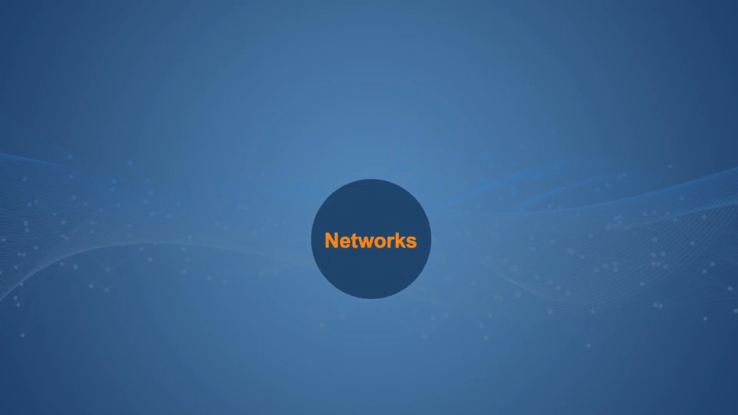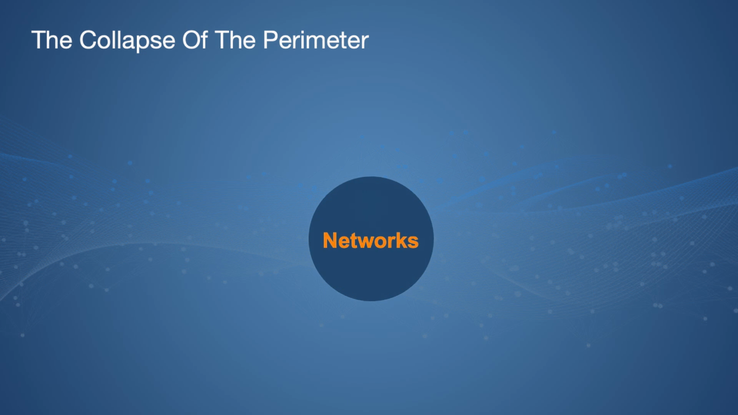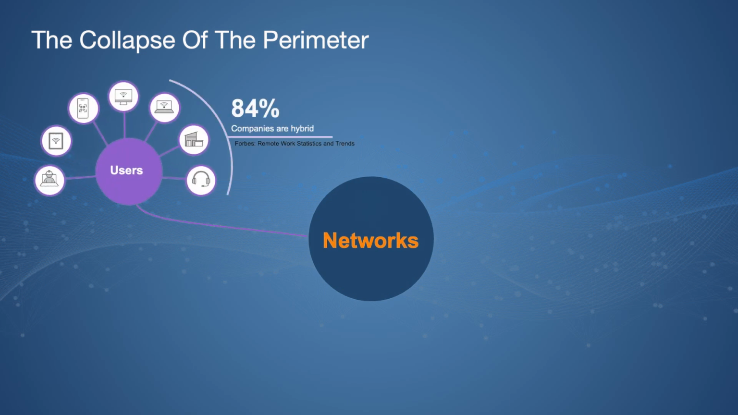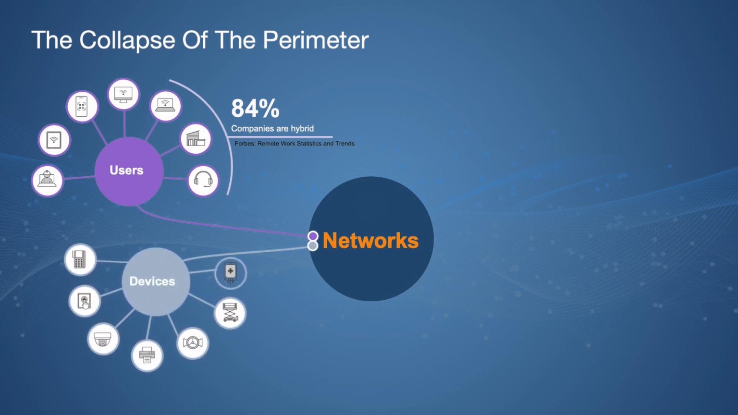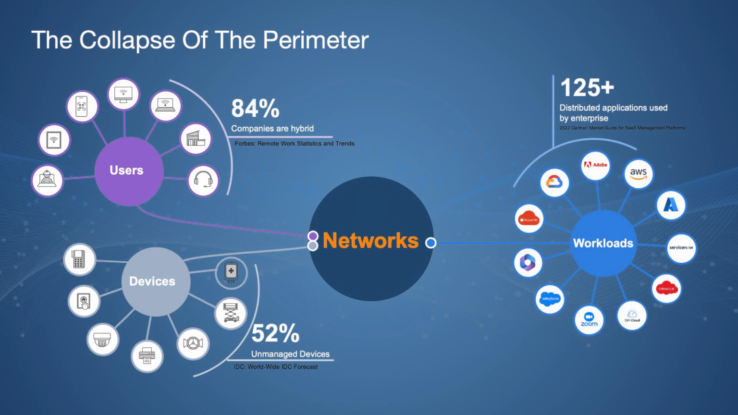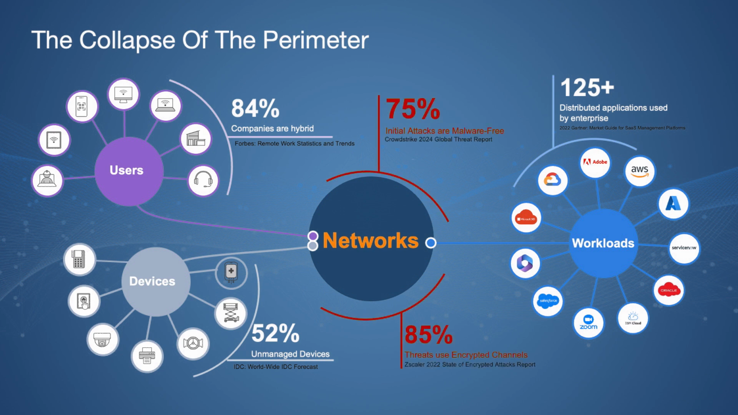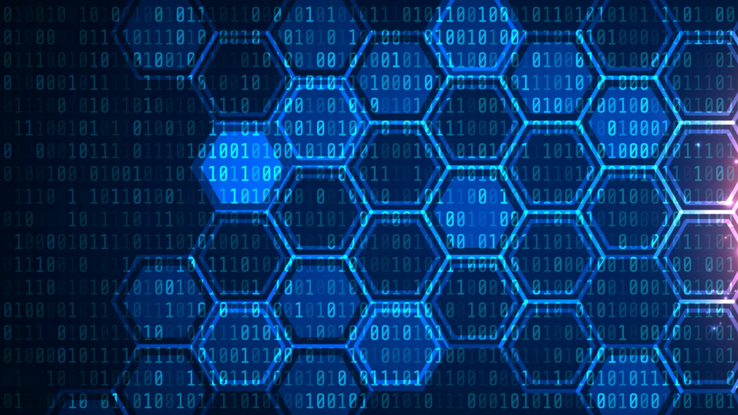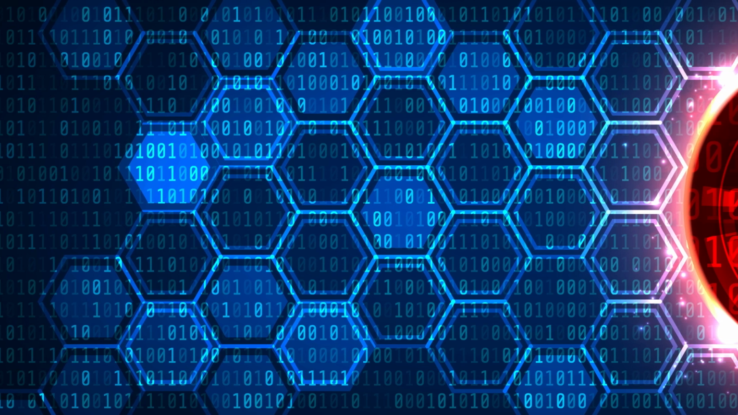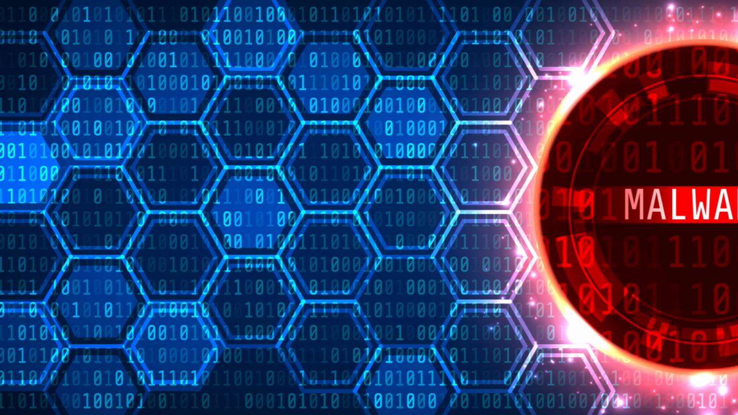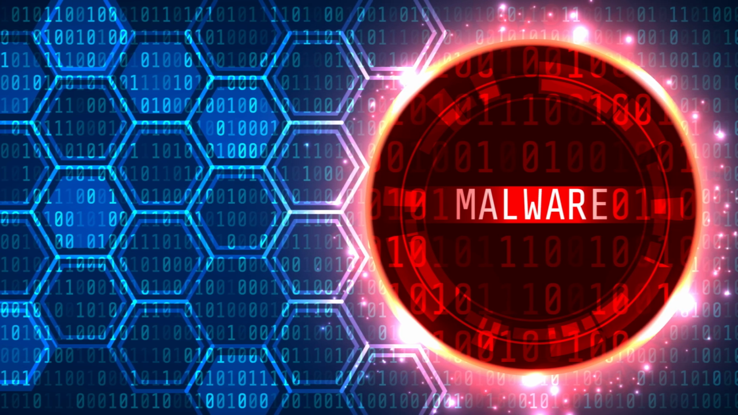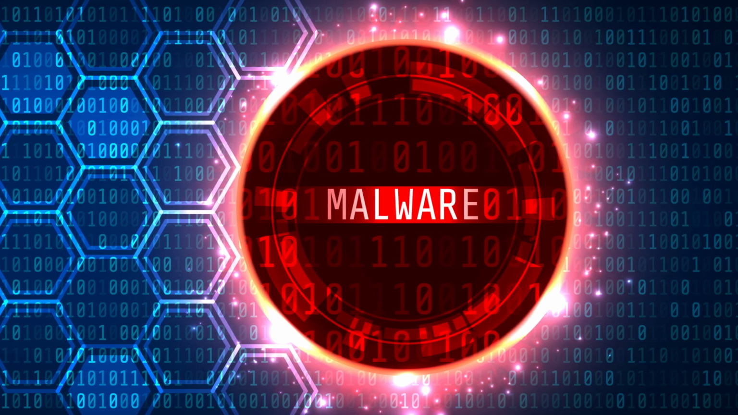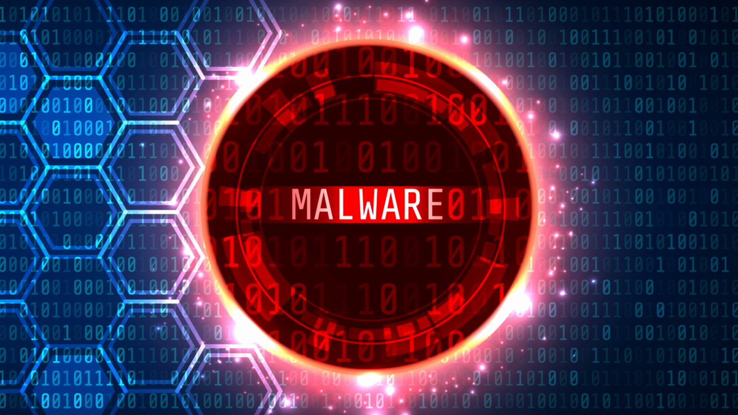The traditional network perimeter has been collapsing now for a while. Companies have been going more hybrid, users are more and more distributed, the majority of the devices in the network are actually unmanaged, and most of the applications are distributed in multiple data centers or between data centers and public clouds. When an attack happens and a breach occurs, in most networks, the malware can spread laterally without any control, infecting users, devices, and workloads, and then eventually leading to exfiltration of important company data.